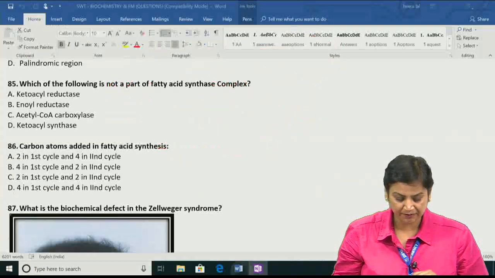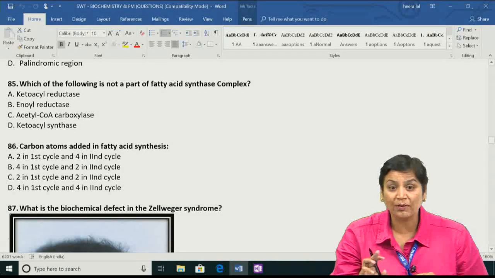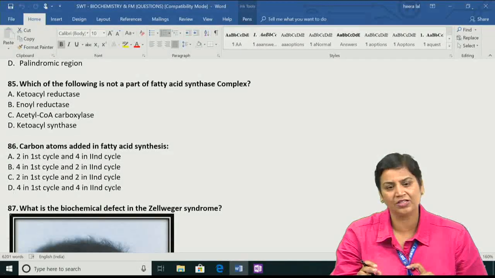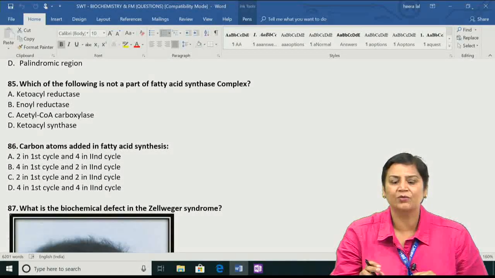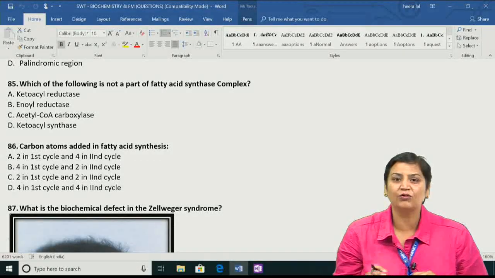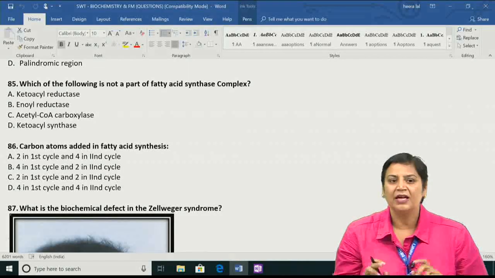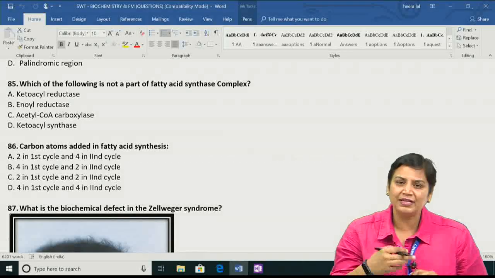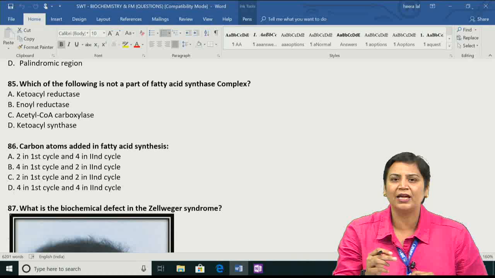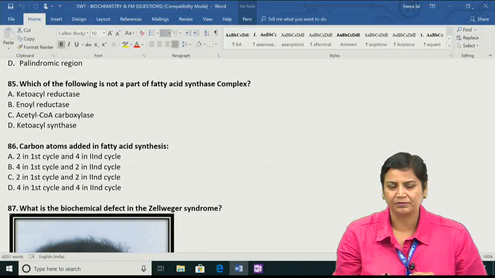Now the question is, which of the following is not a part of the fatty acid synthase complex? Ketoacyl reductase, it is present, reduction occurs. Enoyl reductase, enoyl reduction occurs. Acetyl coenzyme A carboxylase is the answer. The rest of the 3 enzymes are a part of the fatty acid synthase complex. Acetyl coenzyme A carboxylase is a rate limiting enzyme which is basically the first step of fatty acid synthesis, which is forming malonyl CoA from acetyl coenzyme A. So the answer is C.